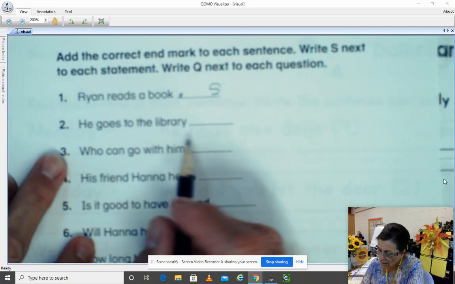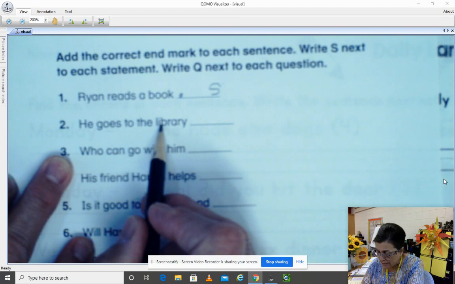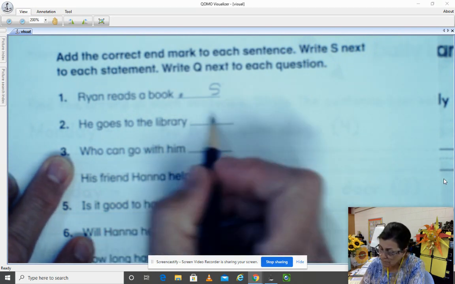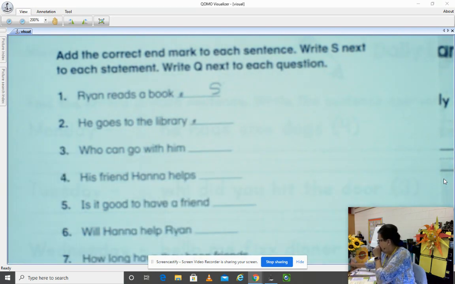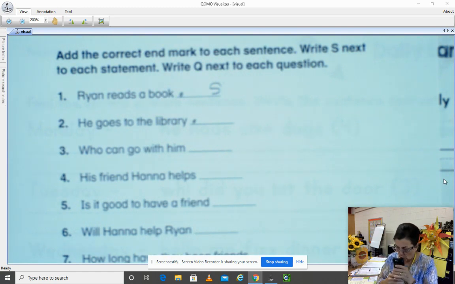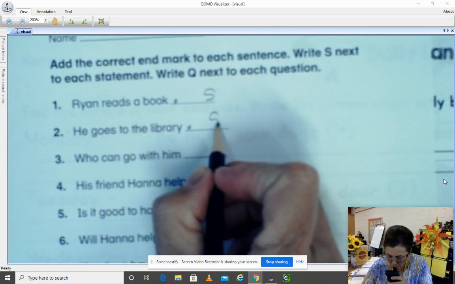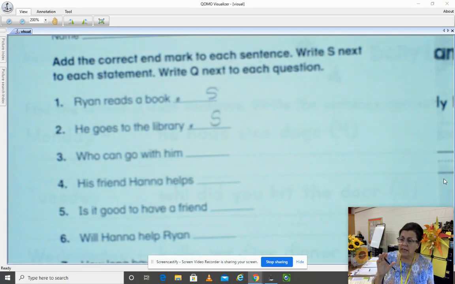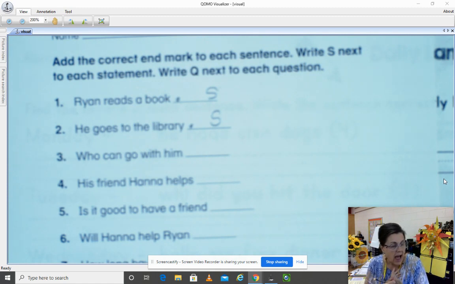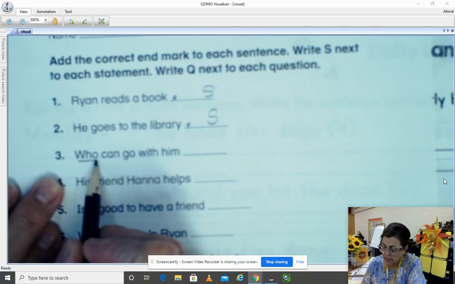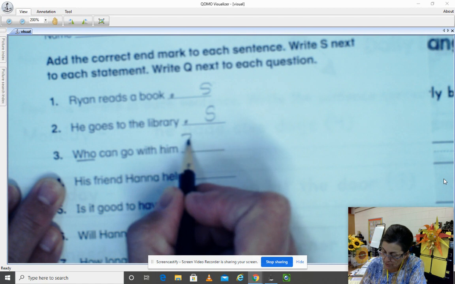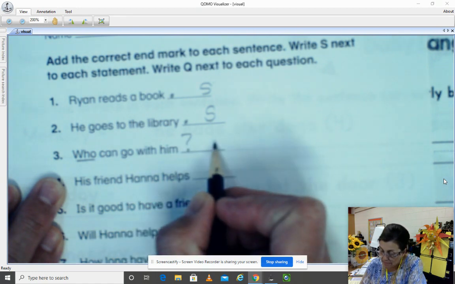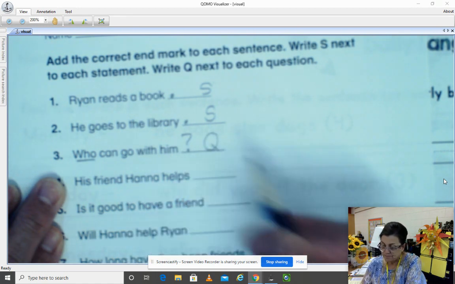He goes to the library. Is that a question? That's a sentence. A complete statement. And remember, in the little Brain Pop video, it talked about the words who, when, where, why, how, what. Those are question words, and that's what I see here. Who can go with him? So I'm going to put a question mark there, and that means that is a question.